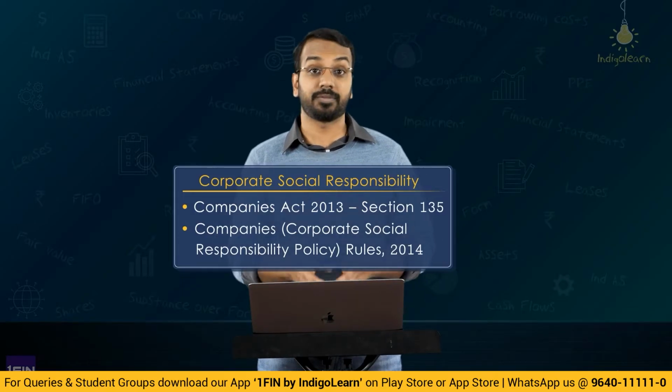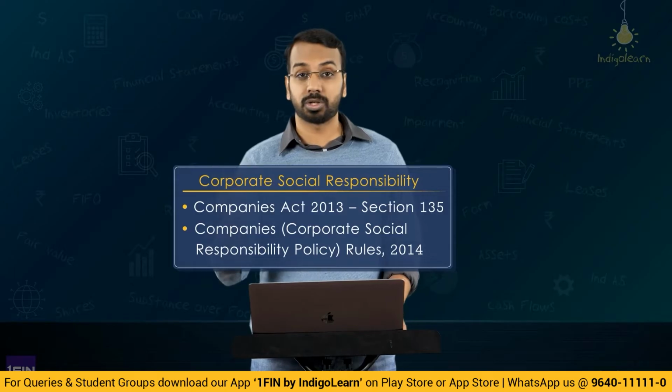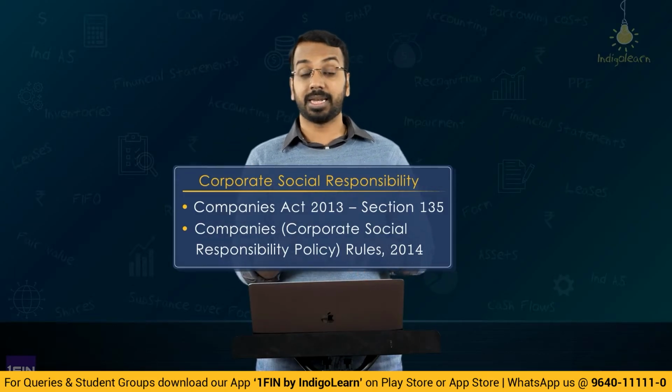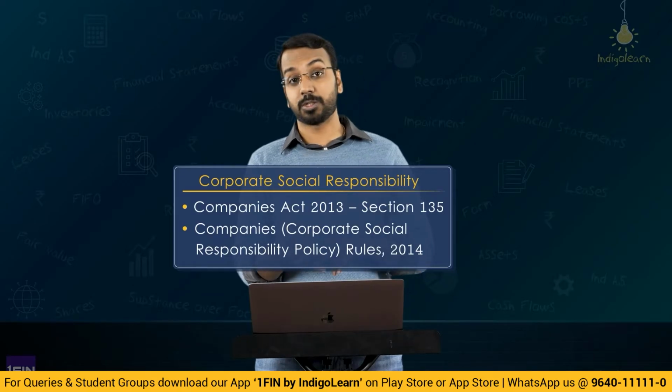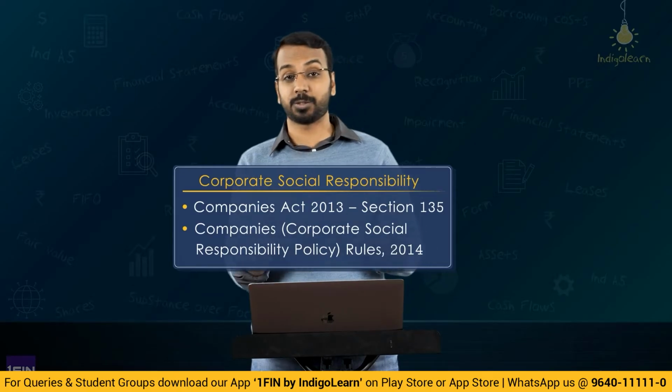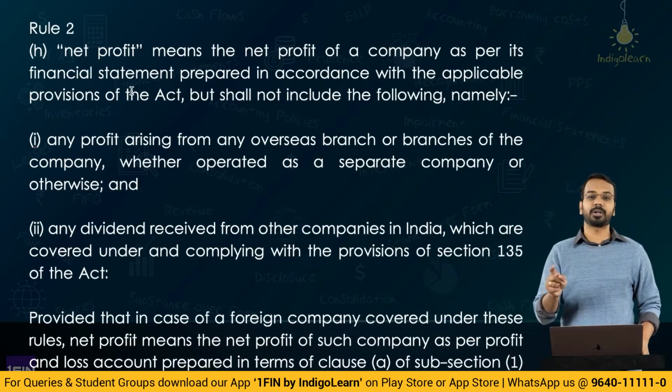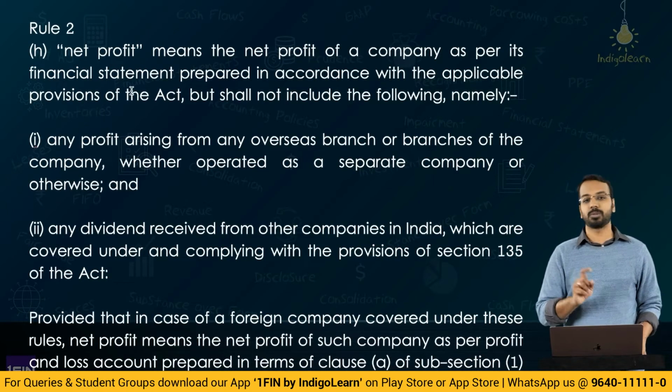Okay, so section 135 talks about the applicability, constitution of committee and how much amount to be spent and all of that. The other aspects like what is net profit, how the amount should be spent, and what should be done in case of excess spend, less spend, and all of that are covered by rules. And we'll now have a look at some important definitions given by Rule 2 of Companies CSR Policy Rules 2014.